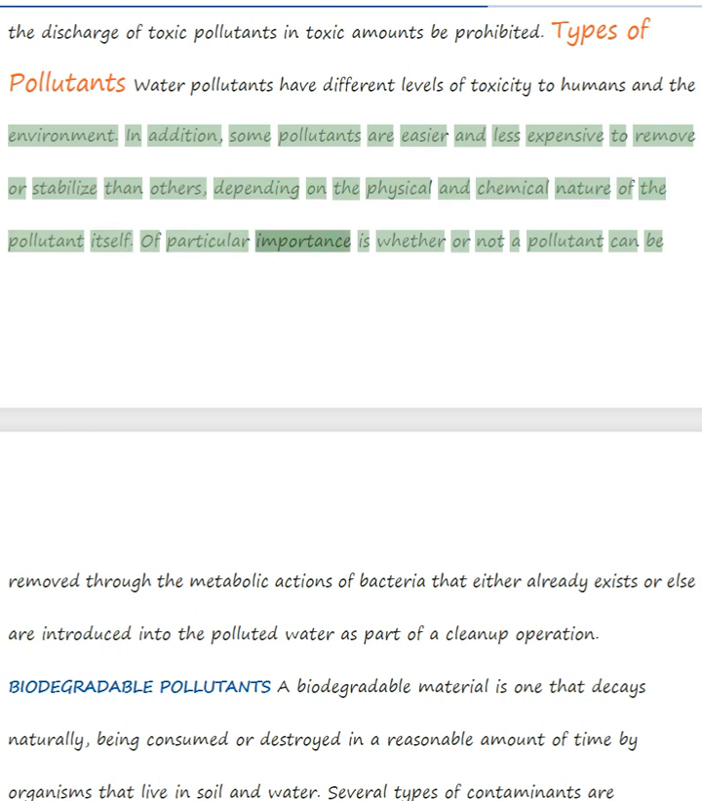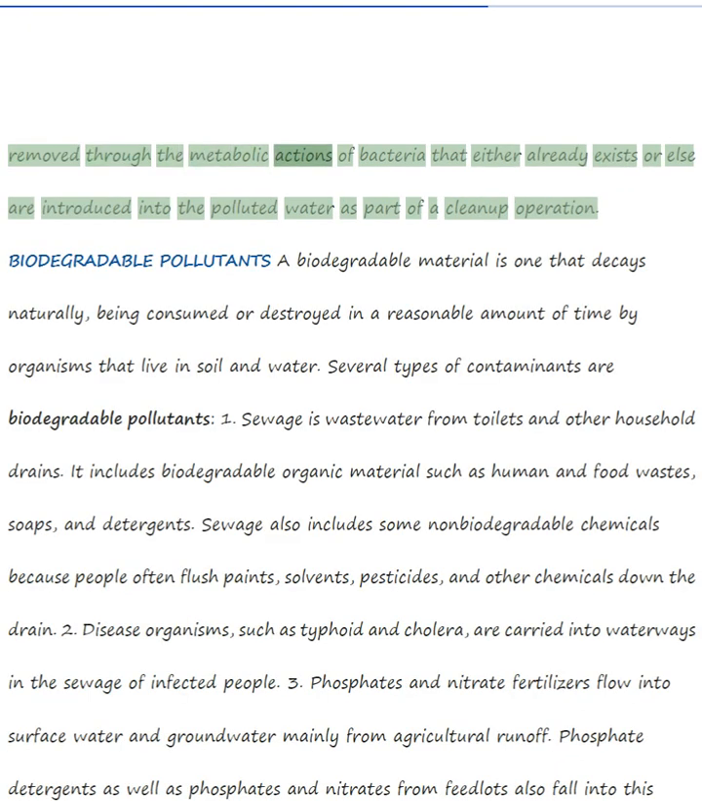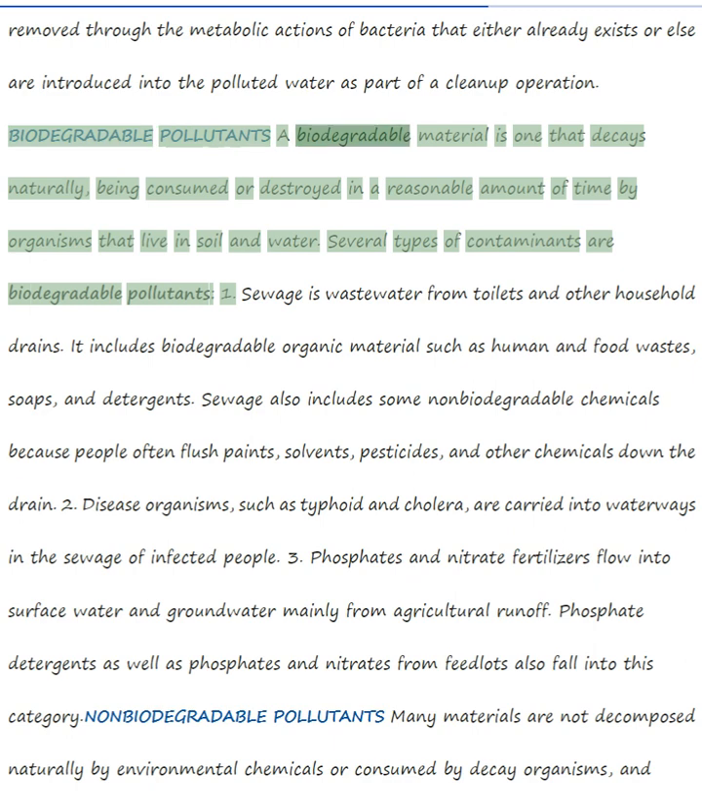Of particular importance is whether or not a pollutant can be removed through the metabolic actions of bacteria that either already exist or else are introduced into the polluted water as part of a cleanup operation. Biodegradable pollutants. A biodegradable material is one that decays naturally, being consumed or destroyed in a reasonable amount of time by organisms that live in soil and water. Several types of contaminants are biodegradable pollutants.